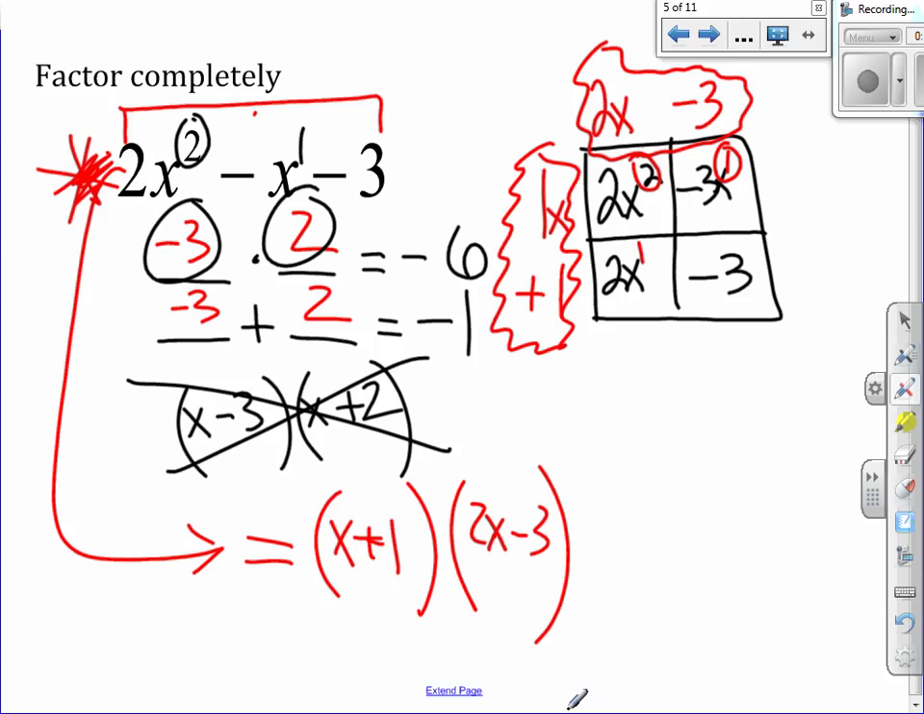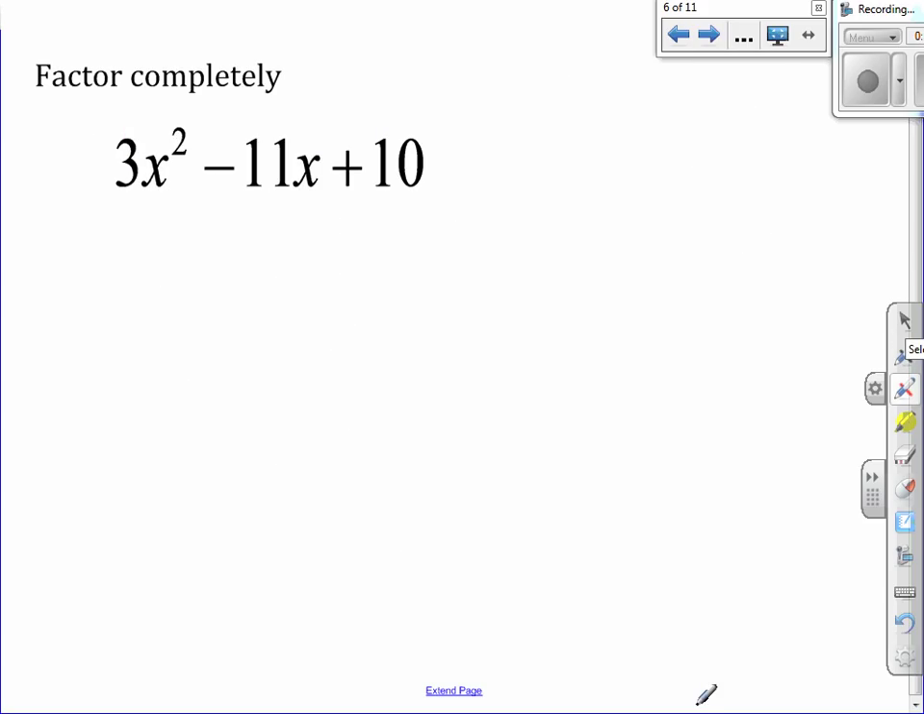Now, what do you think's coming next? Oh, you're so good. That's right. You're going to try one on your own. Have a go with this. It says factor completely. Try that one out, pause the video, work it out, and then check your answer.